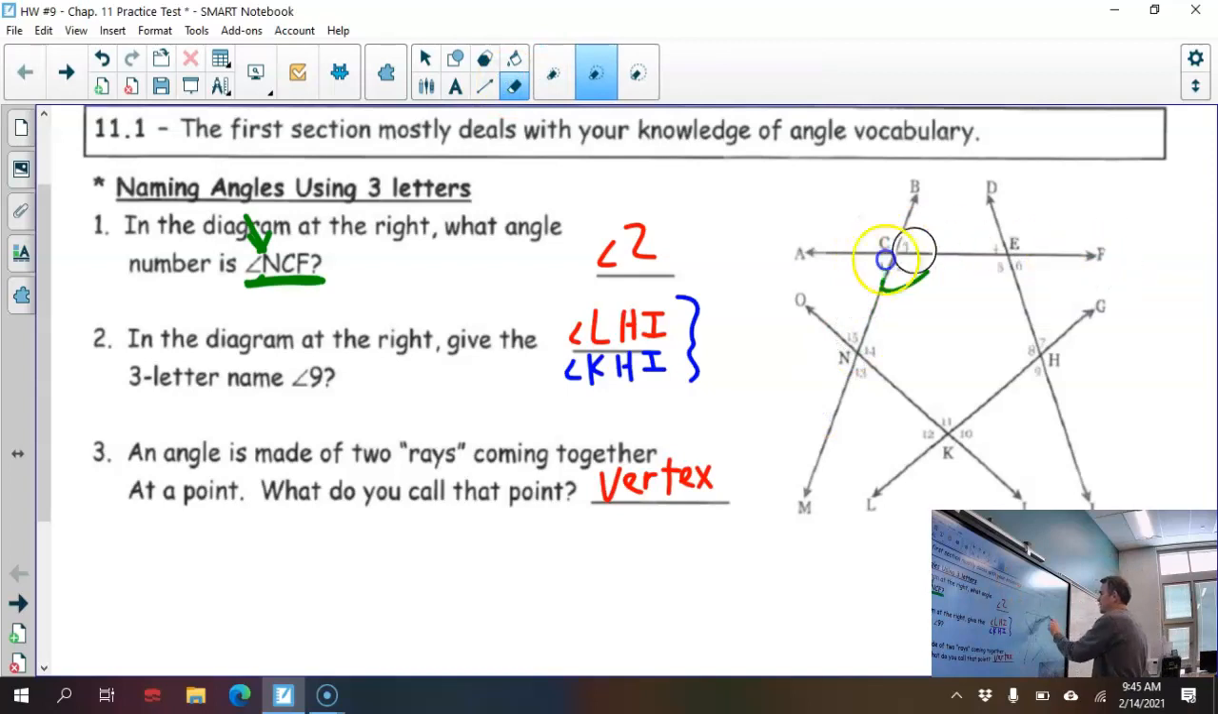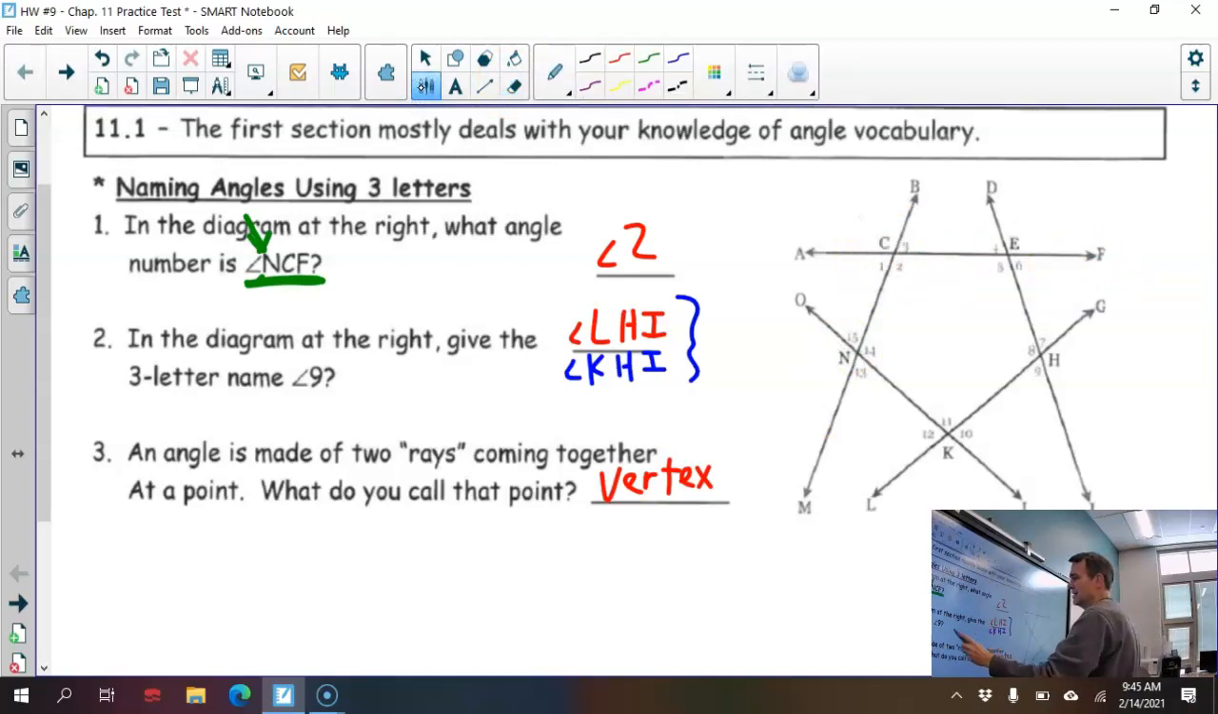Number 2 says to give the 3-letter name for angle 9. So angle 9 is right here. That means that is the vertex. So, oops, it's this angle right here. So the most important part of this angle is the vertex, which is H. So H must be your middle letter.